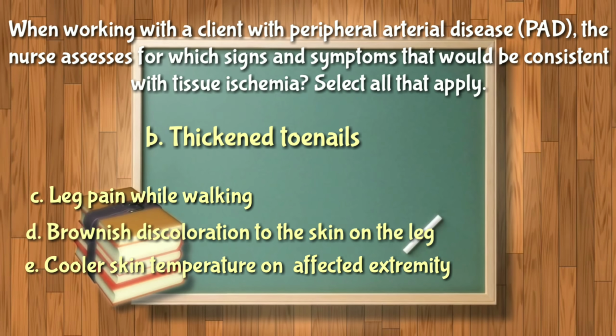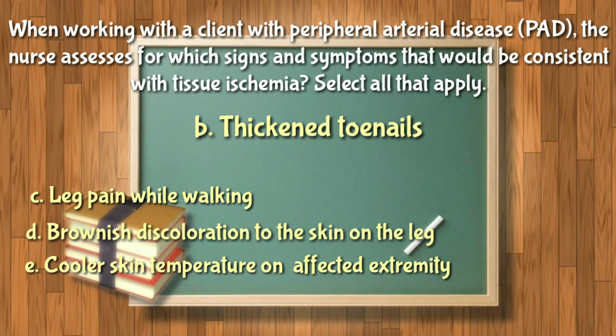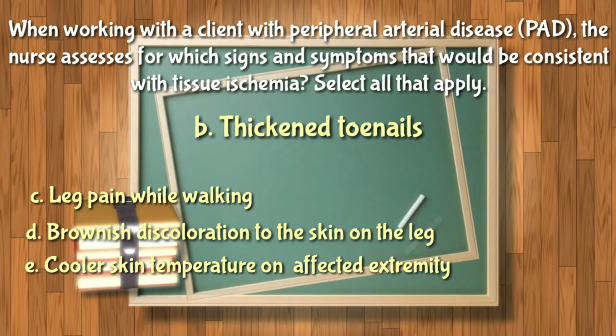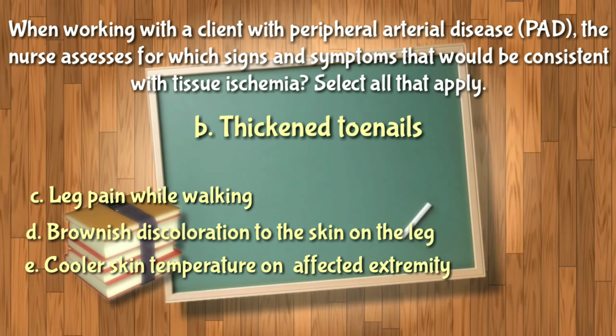Now for letter C, leg pain, also called intermittent claudication, is a primary manifestation of peripheral arterial disease. Intermittent claudication is muscle pain caused by interruption in arterial flow, resulting in tissue hypoxia. That is why letter C is also included.